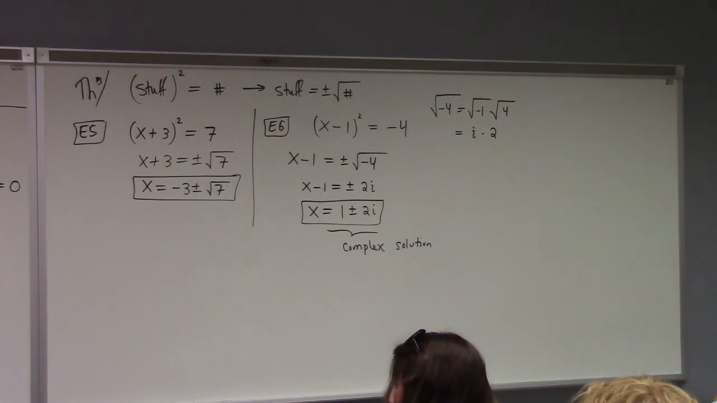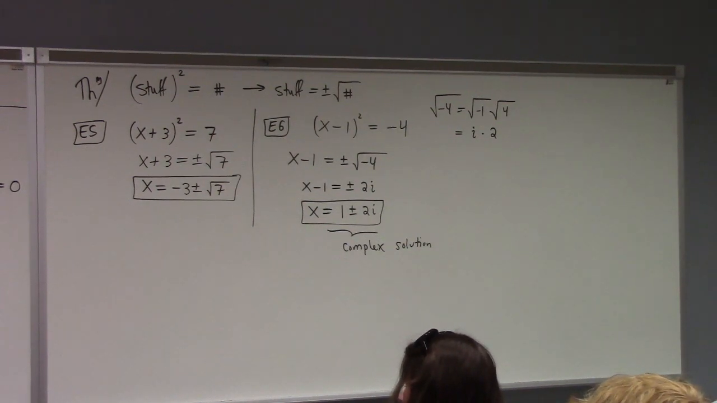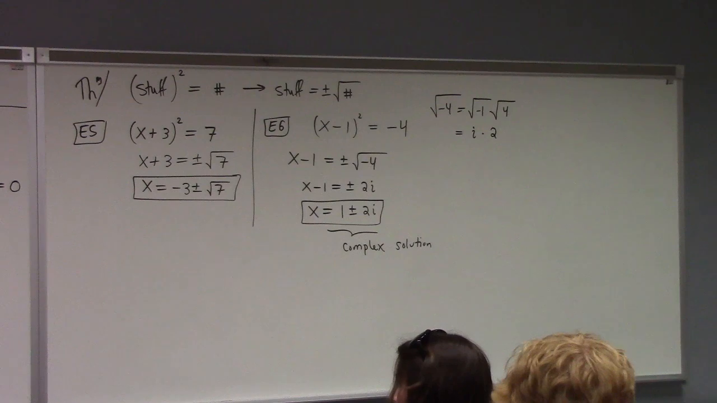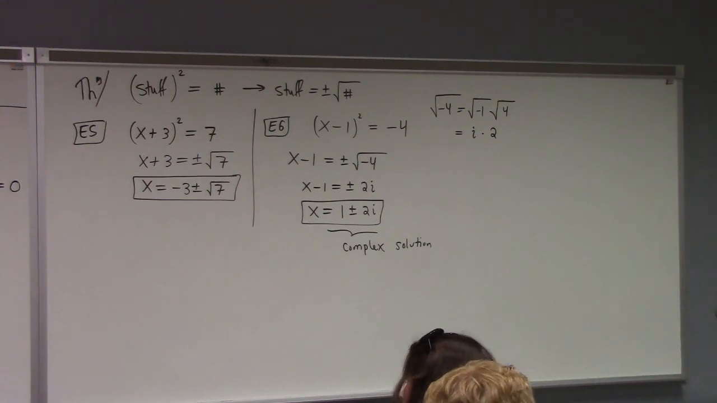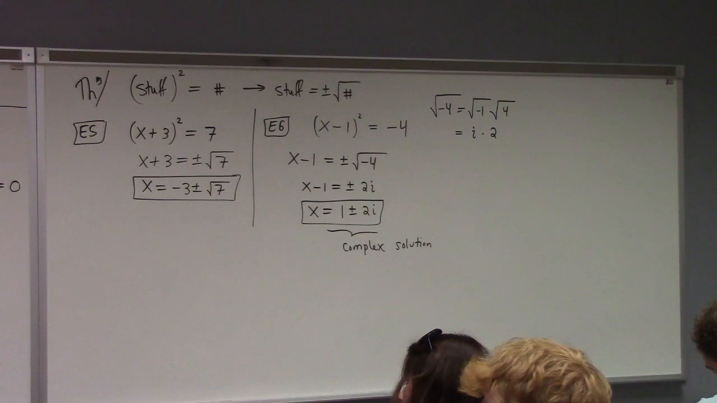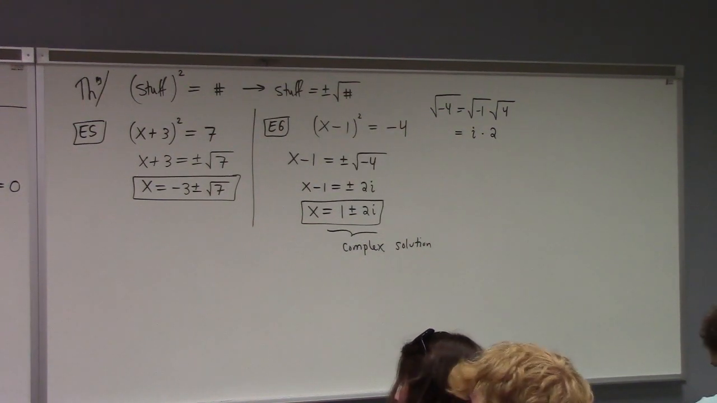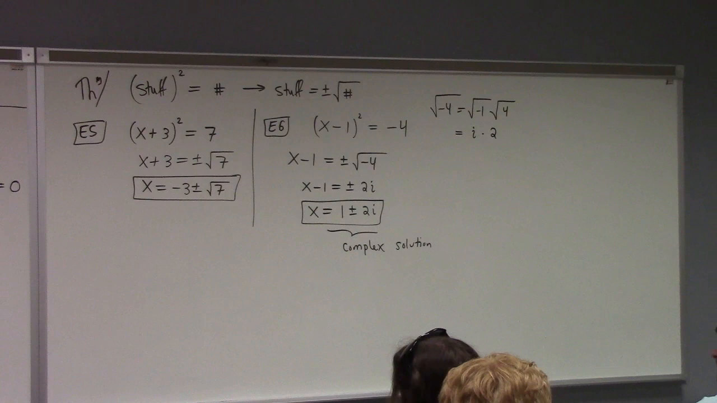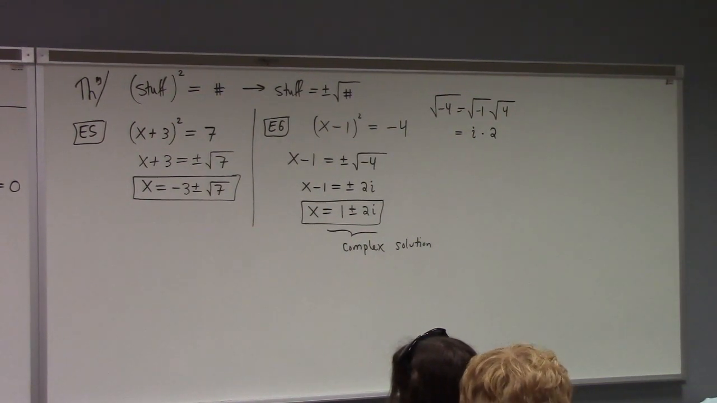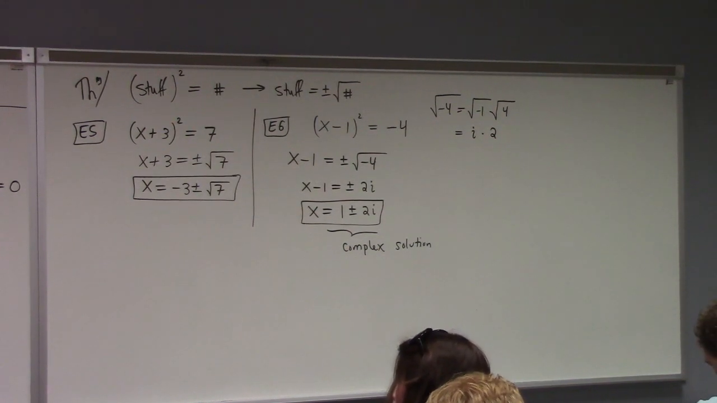Let's try our fortunes on another one here. Let's test our might. I'll let you try to factor this while I'm adjusting the camera. Example 7. See if you can factor x squared plus 8x minus 13 equals 0. See if you can solve that by factoring.